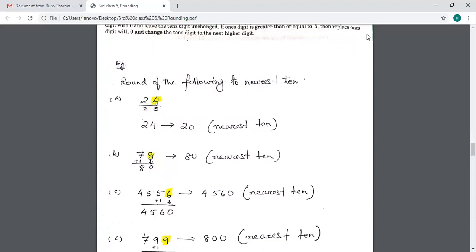But in the next question, 78, the ones digit is 8. That is, if it is 5, 6, 7, 8, or 9, we add 1 to the tens place digit. That is 7 plus 1, 80.